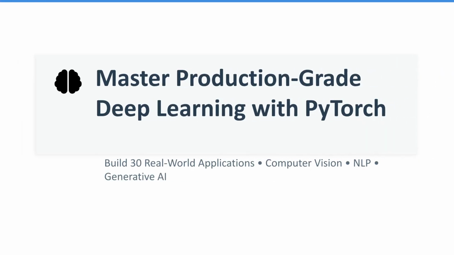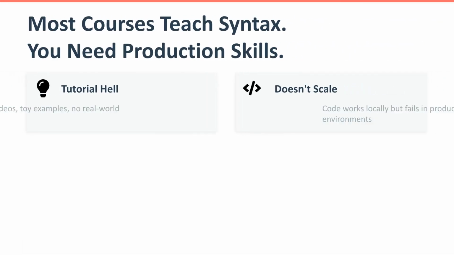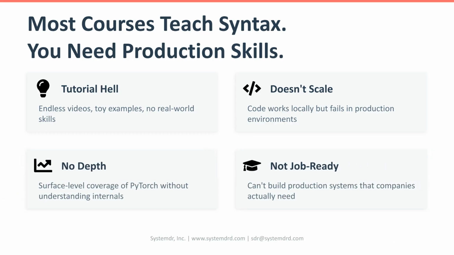Welcome to the video on Mastering Production-Grade Deep Learning with PyTorch. This is an intermediate-level course consisting of 30 lessons, focused on building real-world applications in computer vision, NLP, and generative AI. While most courses focus purely on syntax, modern developers need production skills.